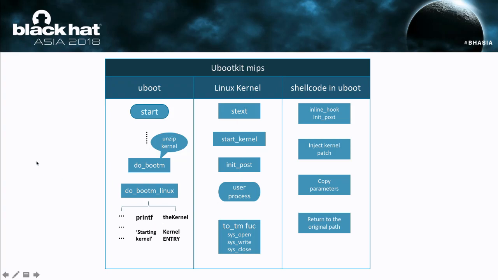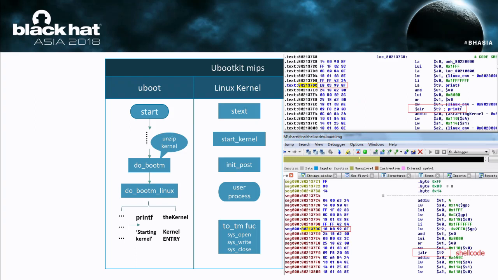The best opportunity exists after U-Boot decompresses the Linux kernel in memory and before U-Boot transfers control to the kernel. The following assembly code shows how UbootKit modifies instructions that originally point to the function print in order to change the execution flow to the malicious shellcode.